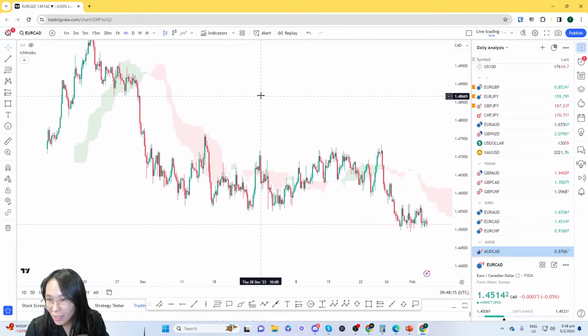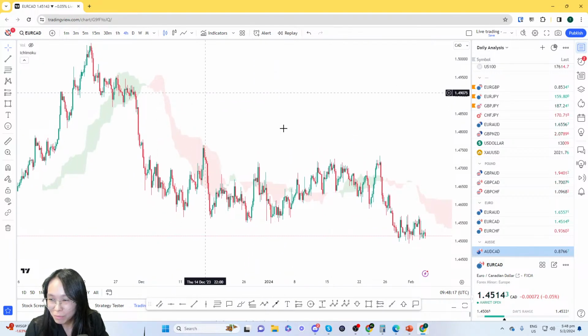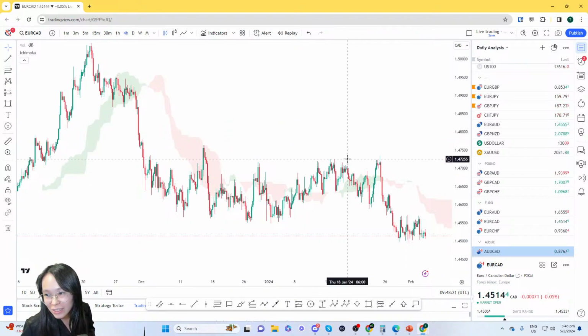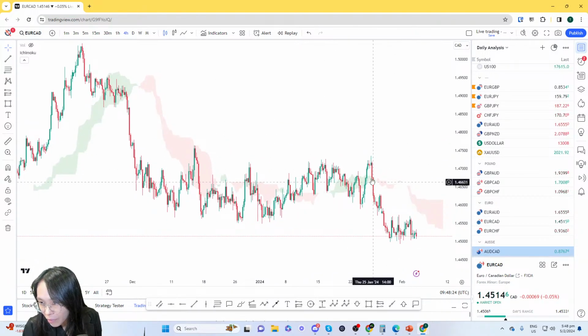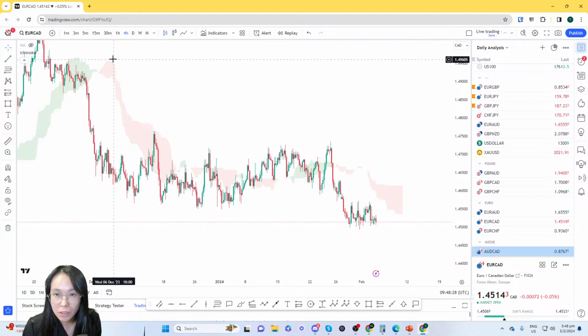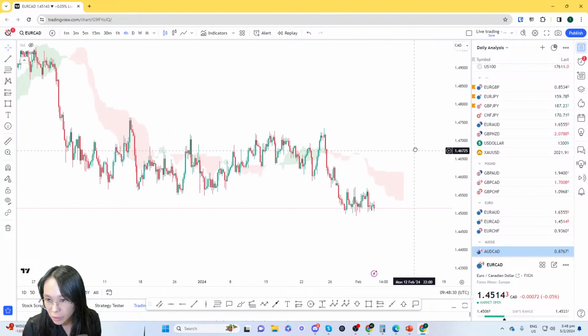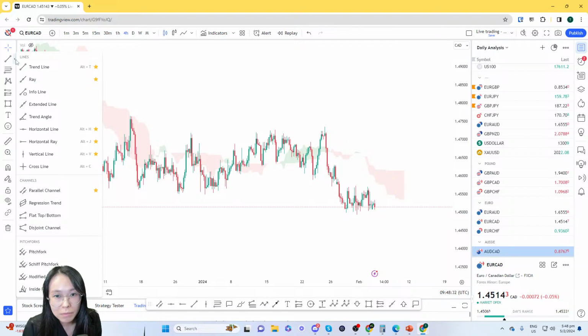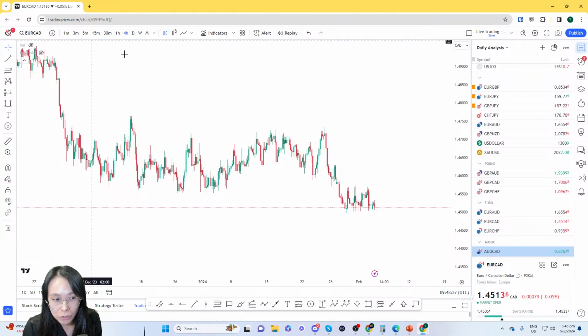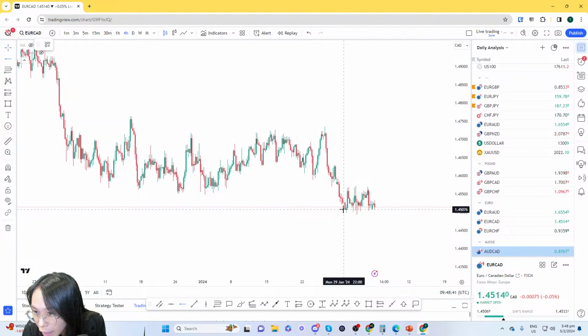It's also bearish, right way below the Ichimoku cloud, and you can see that currently the price is still ranging. So let's look for some support and resistance levels. I'm going to turn off my cloud first.